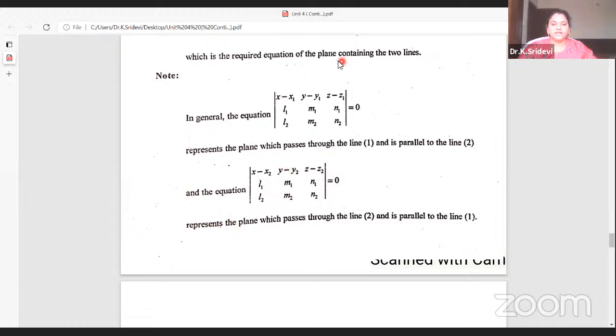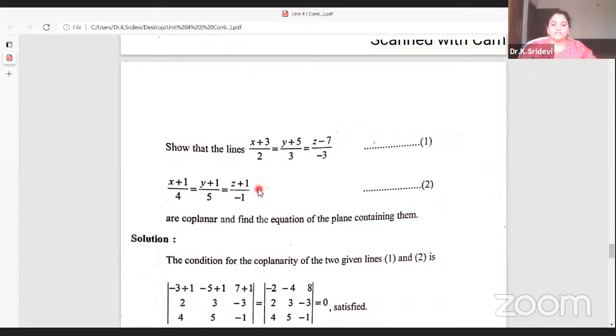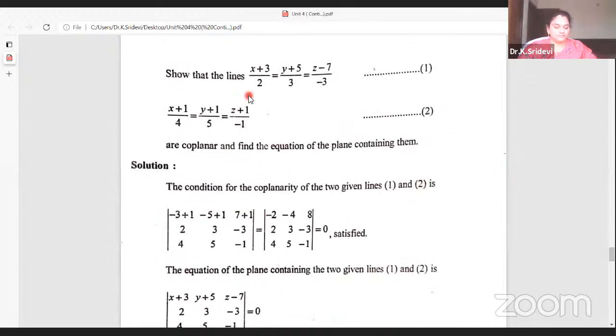So what is the difference here? If you take the first row from the first line, then it represents the equation of the plane that passes through the first line and is parallel to the second line. If you take the first row elements from the second line, then it represents the equation of the plane which passes through the second line and is parallel to the first line. You can apply these formulas to find the equation of the plane. Under this concept, I will give an example here.